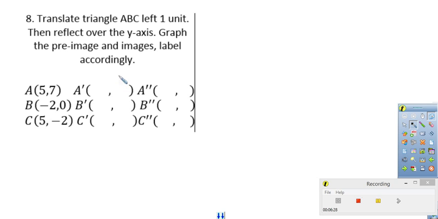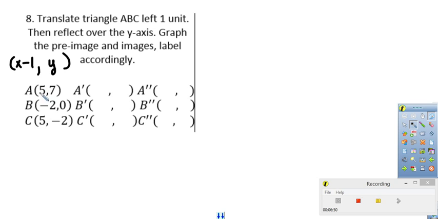Translate 1 unit left. So if we write our rule for 1 unit left, that's going to be x minus 1. And it doesn't say anything about up or down, so you have to be careful here. You can imagine this as y plus 0, or you can just say y. So nothing will change in the y spot.